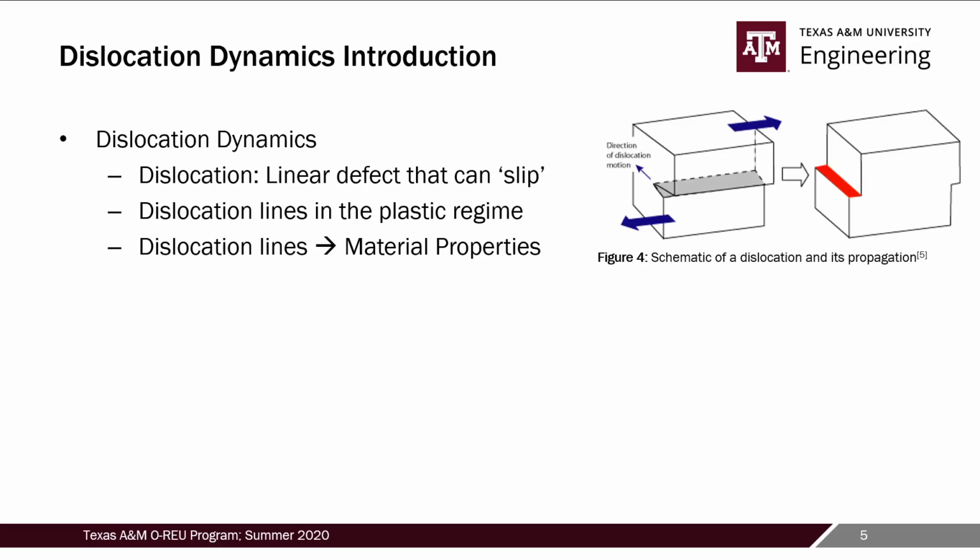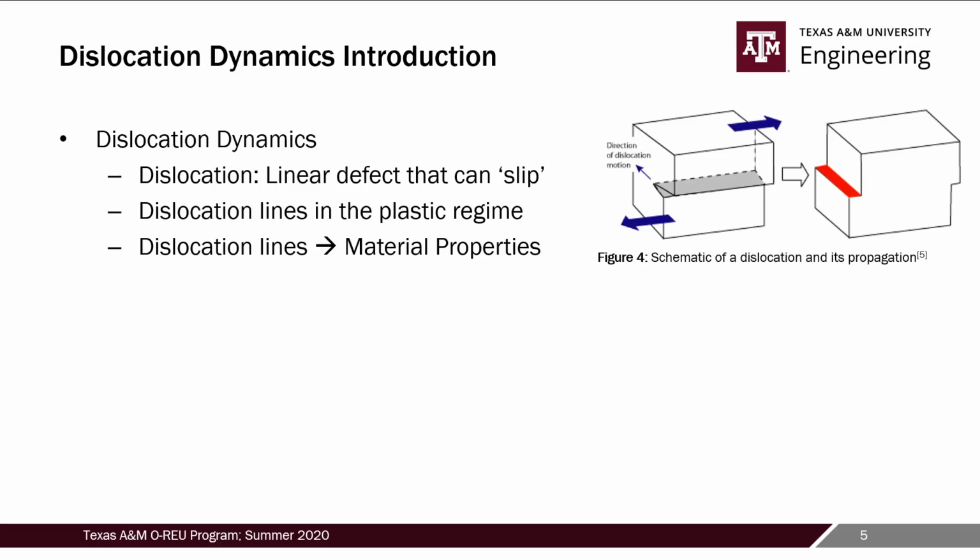Moving on to the second phase of my project, to understand what a dislocation dynamic is, we first must define what a dislocation is. A dislocation is a defect within a material characterized by a misalignment of atoms within a crystal lattice. Dislocations often form as a response to an applied stress and will propagate through a material, creating what we know as plastic strain. Thus, dislocation lines are essential in characterizing material properties within the plastic regime.